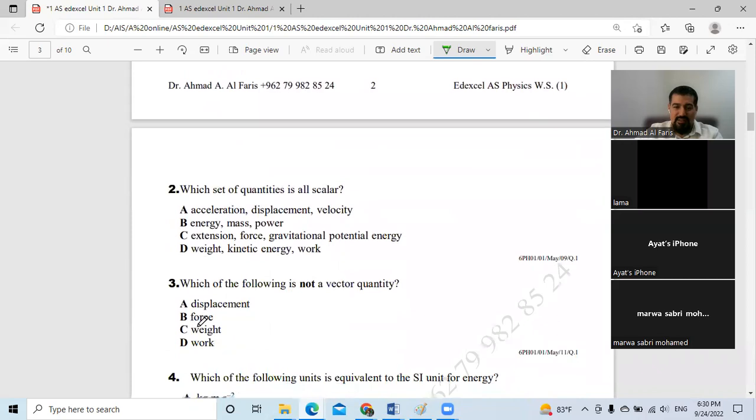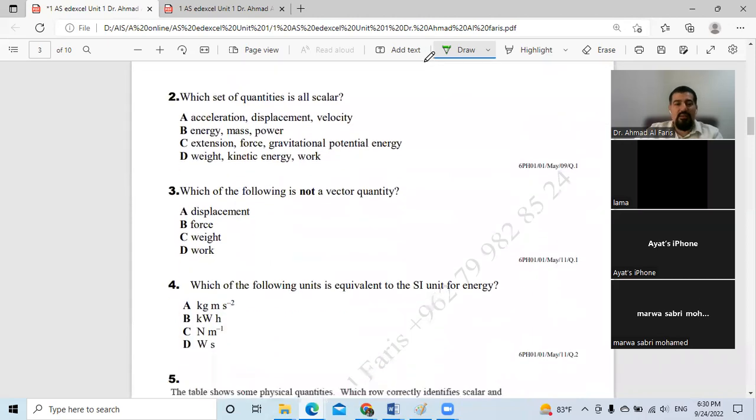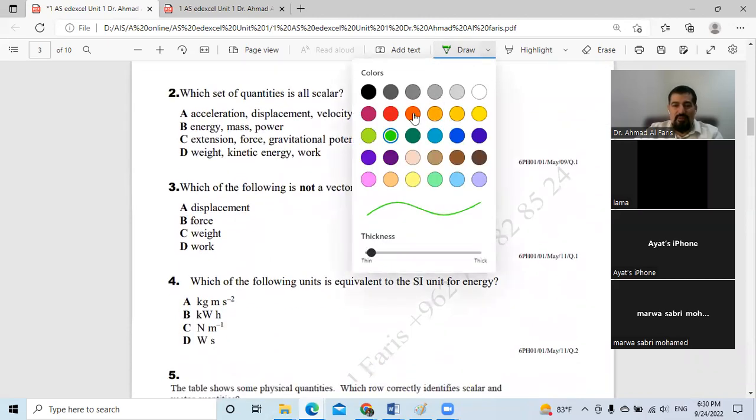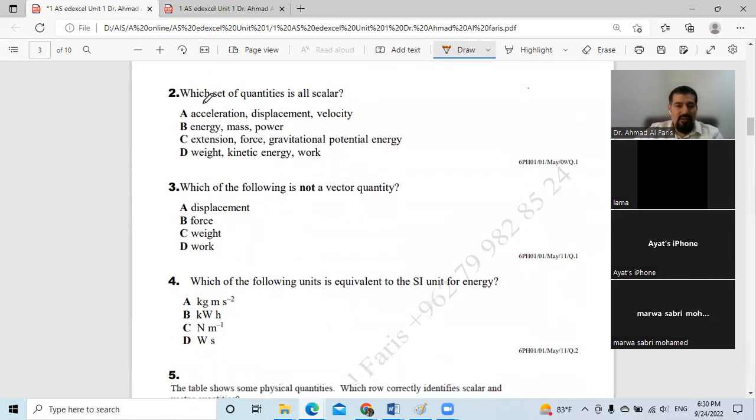Another question. Question number 2. Which set of quantities are all scalar? Yes, who can tell me which one is the correct answer? All of them are scalar. Yes, who can tell me?